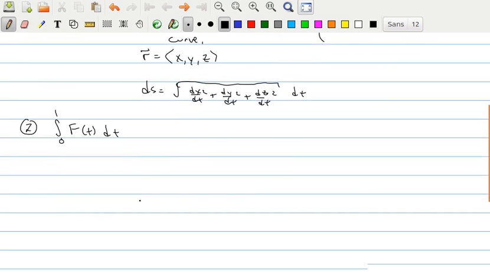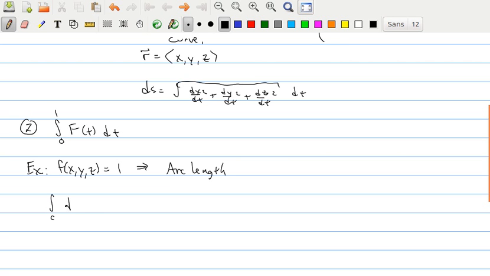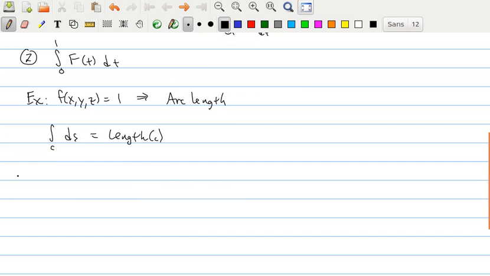Let's maybe look at some examples of this. The first example is where f of x, y, z is 1. And this just gives us the familiar definition of arc length. So if we're looking at the integral over some curve of ds, this gives us the length of that curve. And we've seen examples of this previously in the class. Let's maybe look at some that are a little meatier.